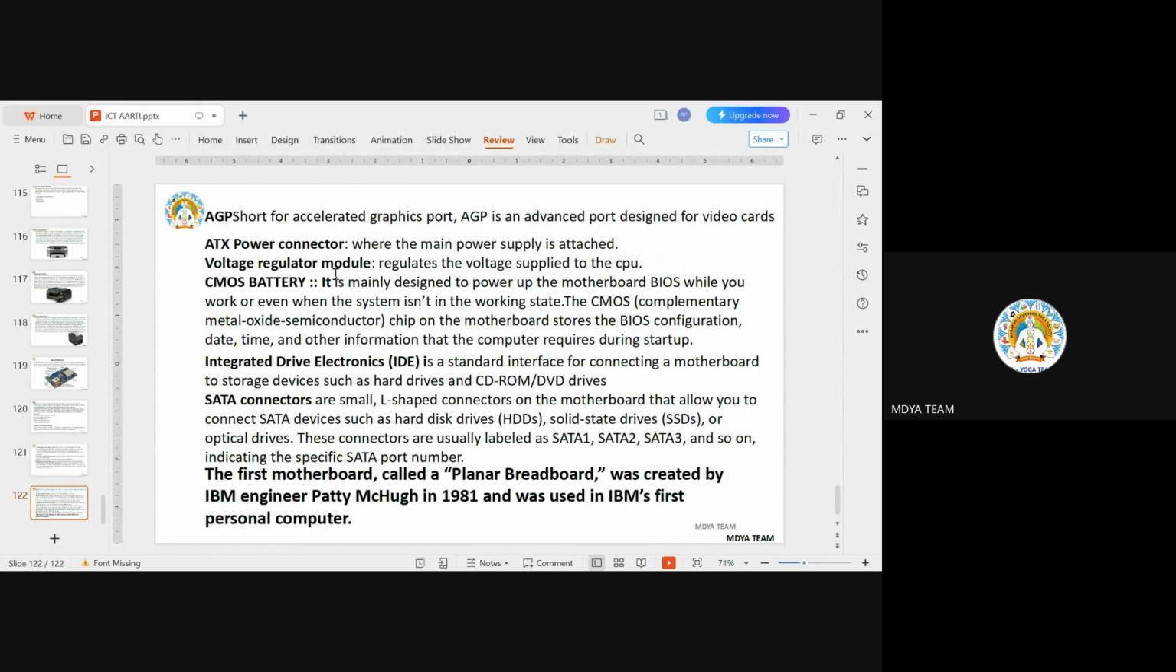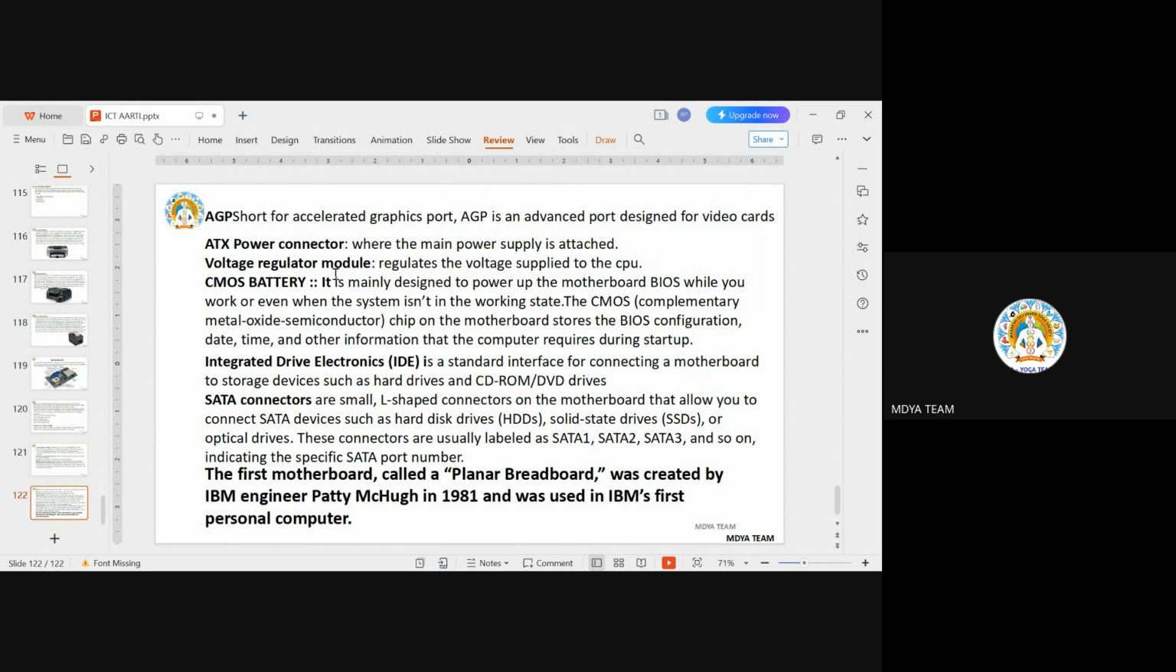AGP, the short form is AGP, Accelerated Graphics Port. This is for advanced graphic cards, video cards, for the graphic things, extra graphics. We can add more than one graphic card.